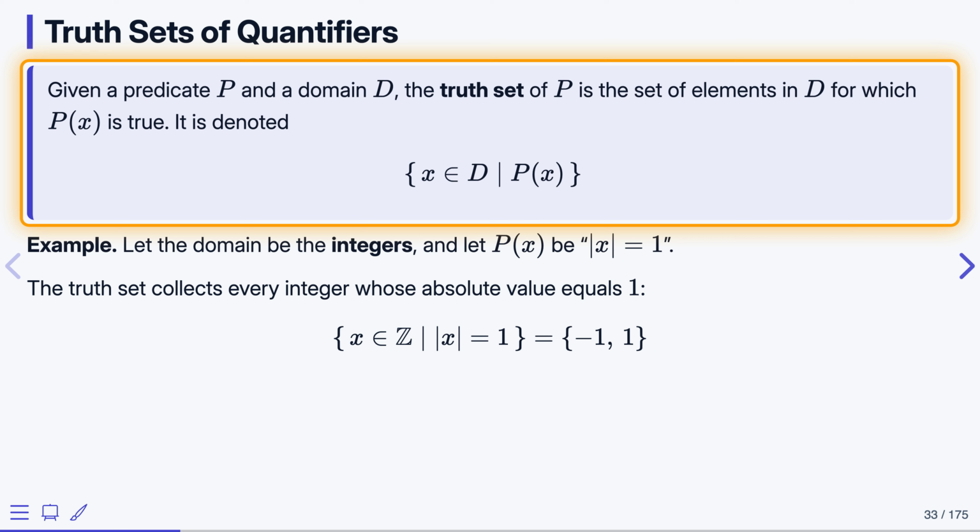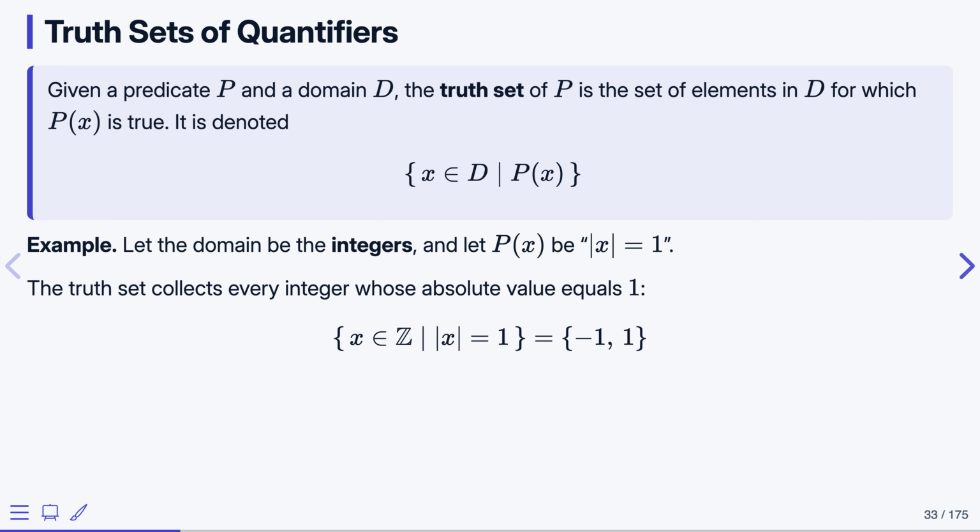Now we connect predicates back to sets. Given a predicate P and a domain D, the truth set of P is the set of all elements in the domain that make P true. We write it as the set of x in D such that P(x) holds. Read it as the set of all x in D for which P(x) is true.